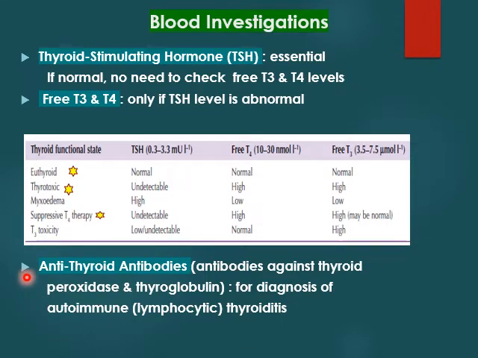Anti-thyroid antibodies against thyroid peroxidase and thyroglobulin are for the diagnosis of autoimmune lymphocytic thyroiditis. So this is an important test if you suspect autoimmune as a cause of your thyroiditis.